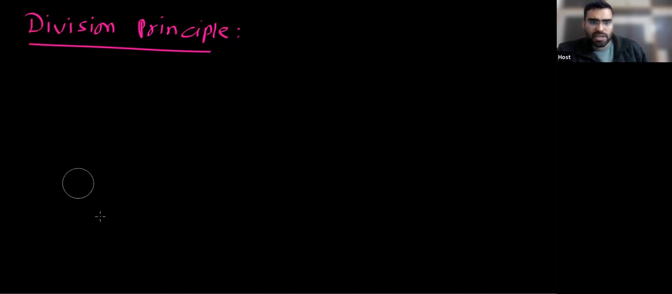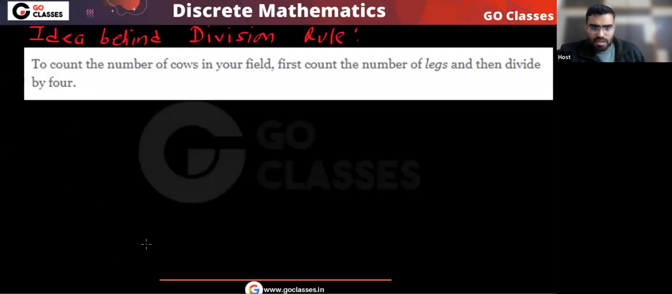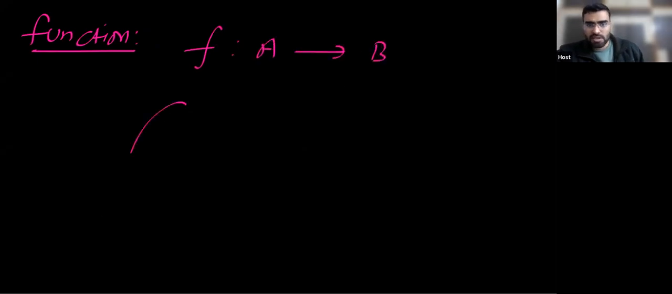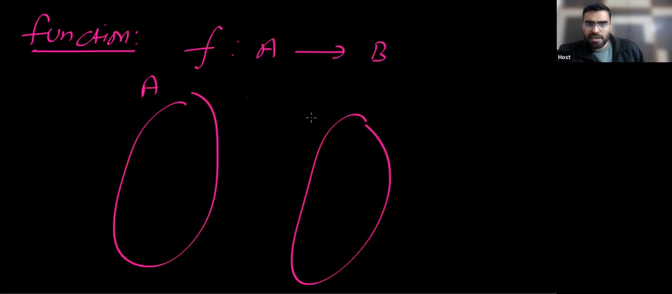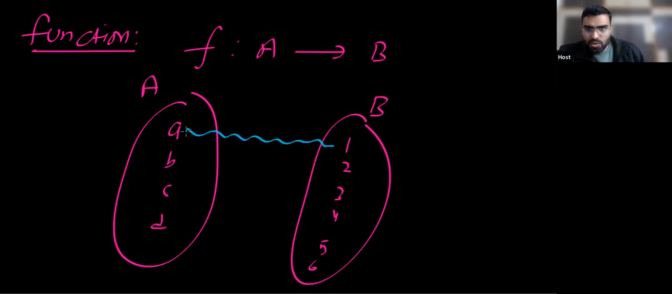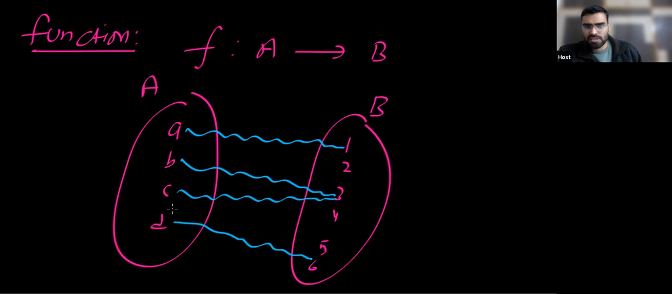So the division principle, before that, do you know what a function is? So what is a function? Function from set A to set B, for example. This means basically every element in A is mapping to exactly one element in B, correct? So for example, this is your A: a, b, c, d, and this is your B: 1, 2, 3, 4, 5, 6. Now function means every element of A is mapping to exactly one element of B. So something like this. So this is a function.